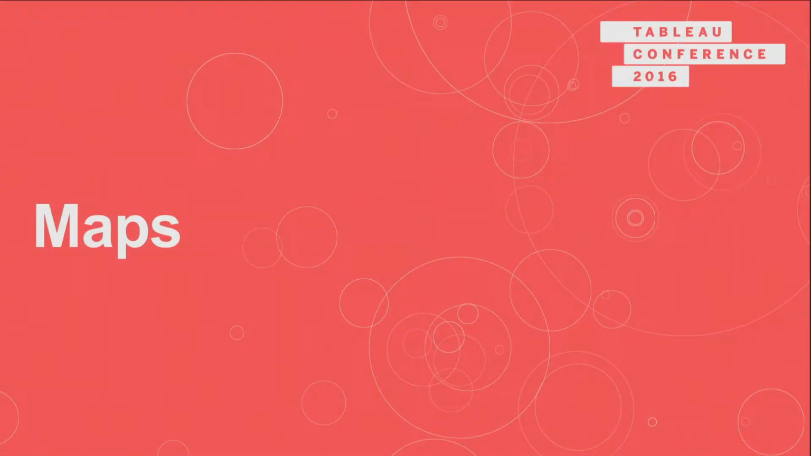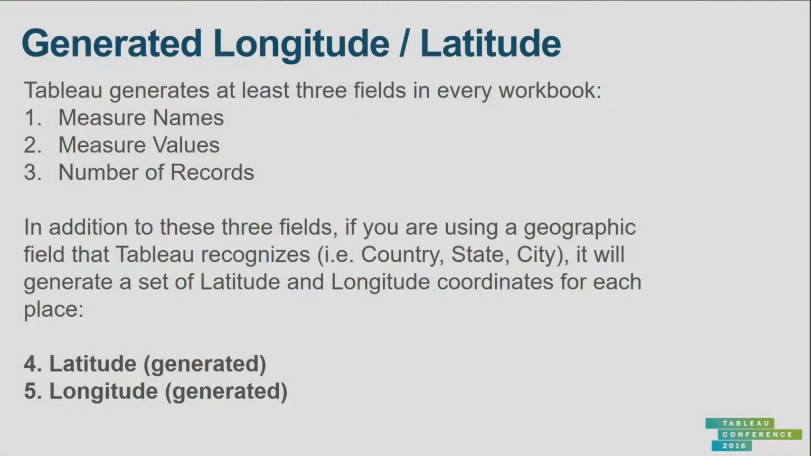So let's do it. I'm going to jump into some maps. Before we get into building a couple of these out, I just wanted to give a little bit more background on what's kind of happening behind the scenes in Tableau that allows us to create these maps. So with everybody's data, when they connect to their data with Tableau, there's at least these 3 fields: measure names, measure values, and number of records. Those will be in every single data set you ever work with. They're generated by Tableau itself.